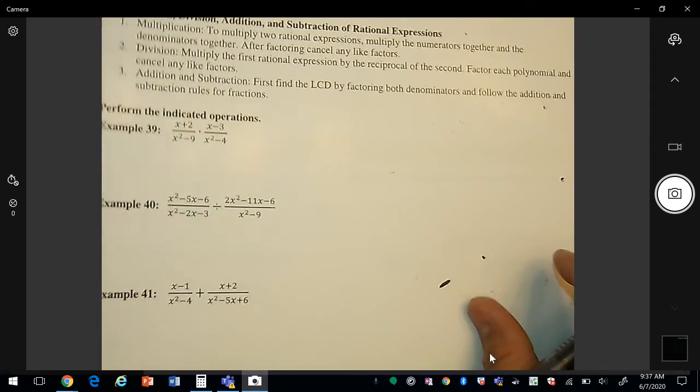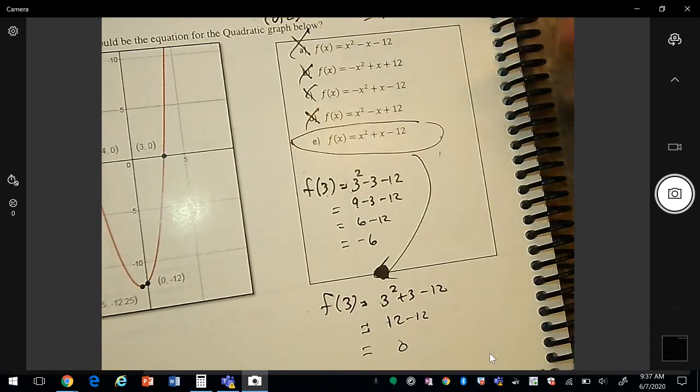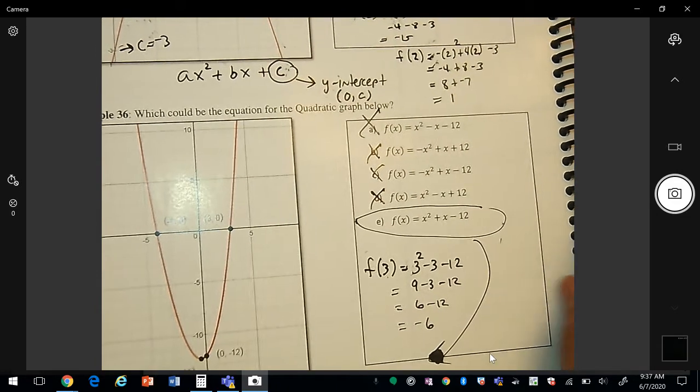So I always try to eliminate choices that we can, so that we can work with fewer choices.